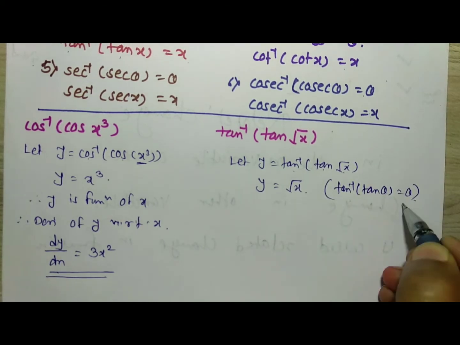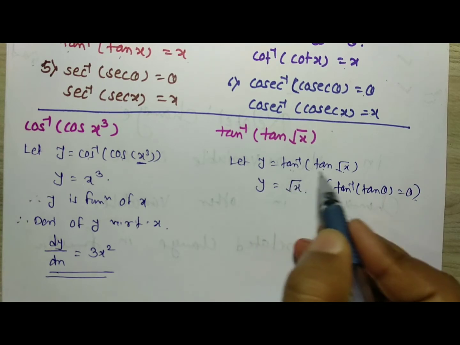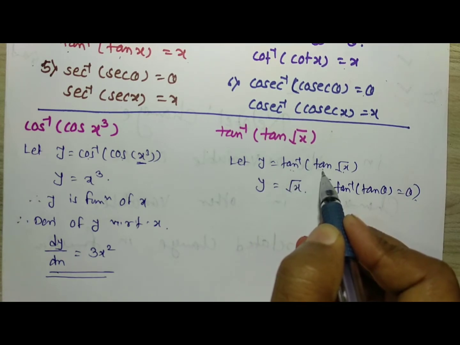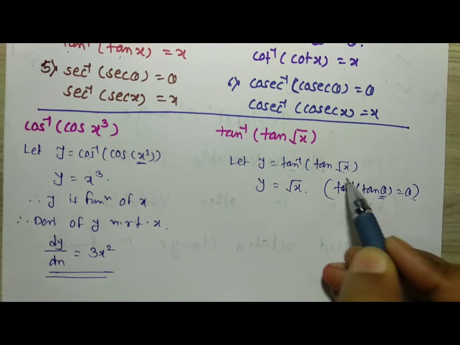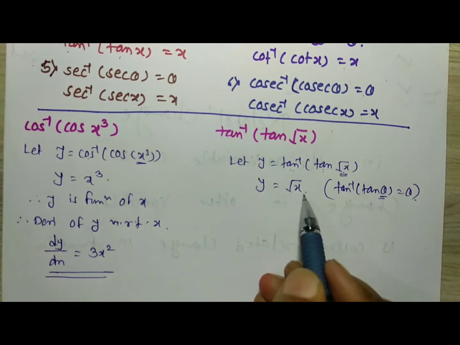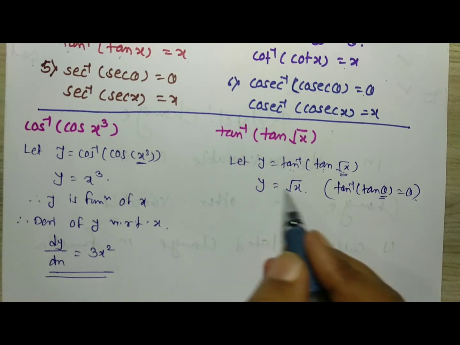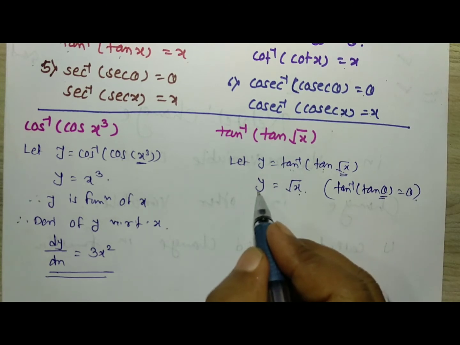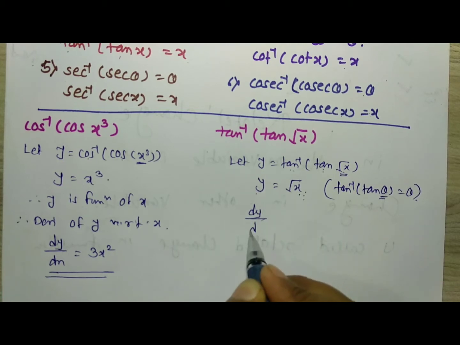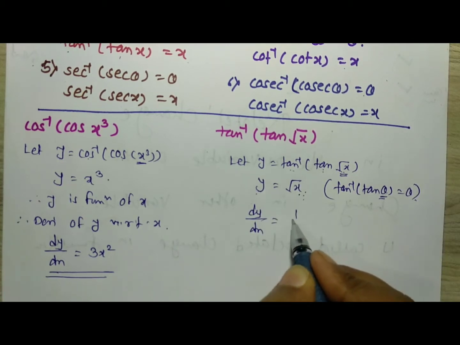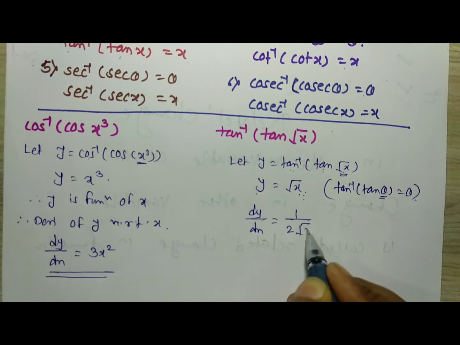By using this formula, tan inverse and tan are cancelled to each other, and you will get root x. That means theta is nothing but root x, and therefore y is equal to root x. Once again, y is a function of x, therefore the derivative of y with respect to x is dy by dx, and root x has the derivative 1 divided by 2 root x.